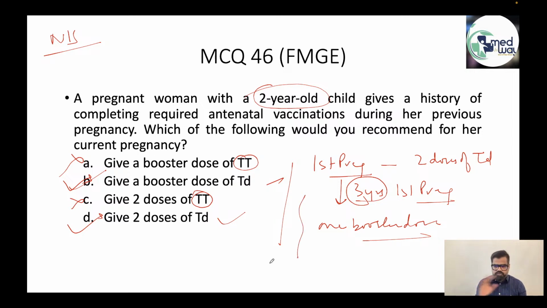So first pregnancy, 2 doses of TD. If the second pregnancy happens within 3 years of the first pregnancy, you have to give only 1 booster dose. And if the second pregnancy happens after 3 years of the first pregnancy, you need to repeat the doses. Okay.